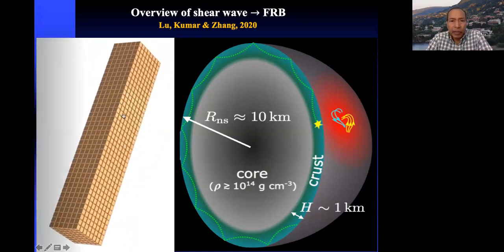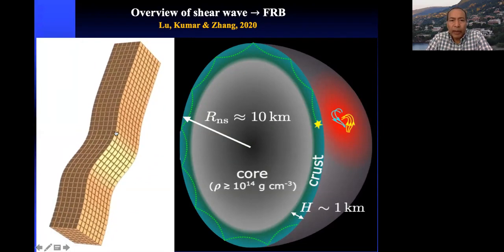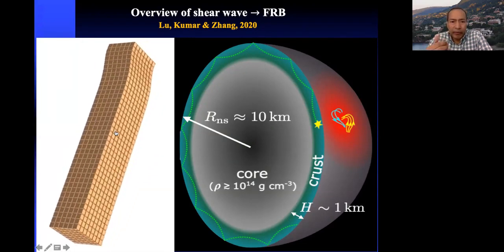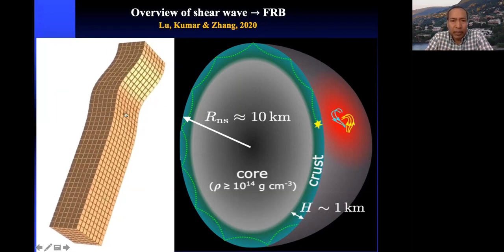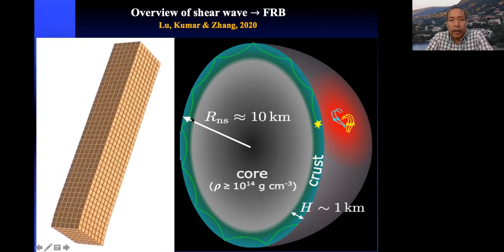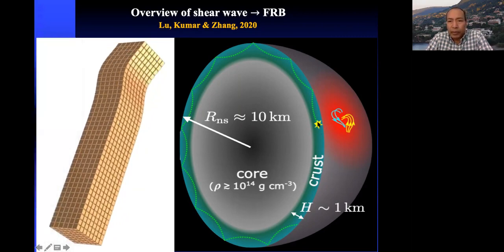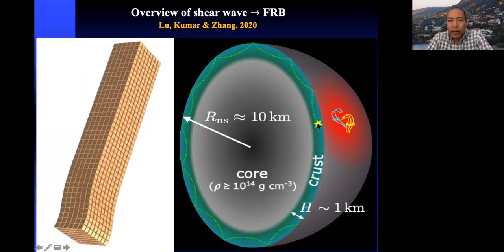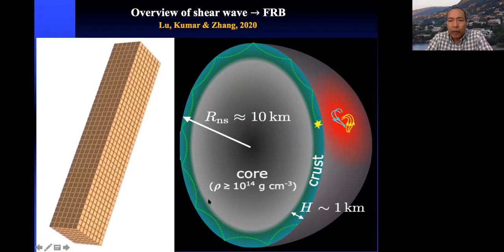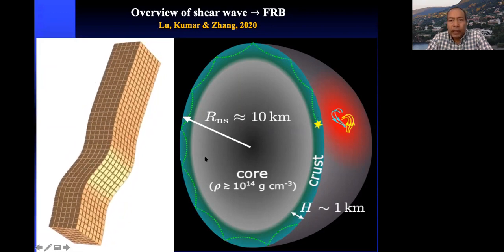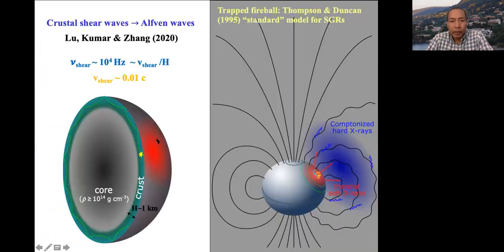is about 10 kilometers is the radius. So this shear wave caused by the crustal break, fracture, some analog of the earthquake on the neutron star, that ripple, that shear wave propagates from the fault line, from the trigger region, and it propagates in this outer crust. And then it couples. That couples and shakes up the magnetic field in the outside of the neutron star surface.